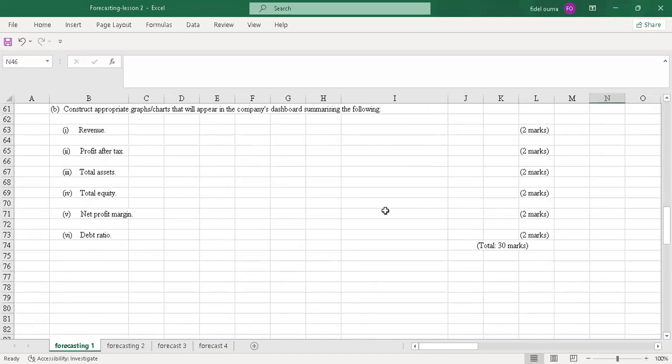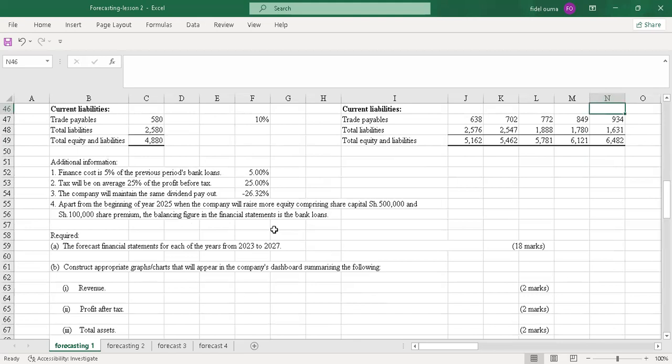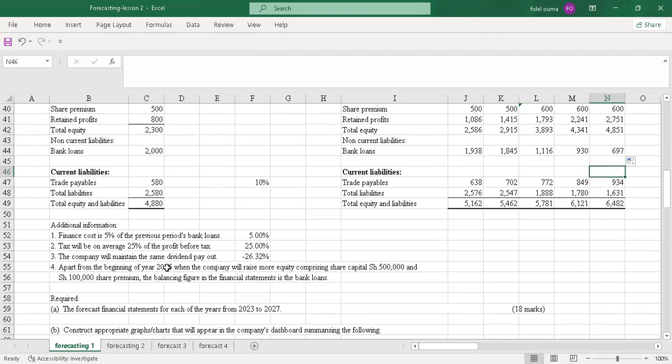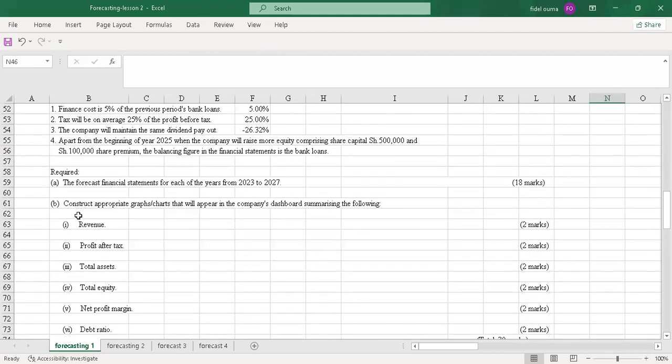So the only thing you are supposed to be keen on, you are supposed to know how to do forecasting. Then you know finance cost is charged on the previous period's balance, and the bank loan is the balancing figure on the statement of financial position. Then you know the tax rate, then you know that the company will maintain the same dividend payout. So you look at the payout ratio. You take the dividend, you divide by the profit after tax or profit for the year. Then you look at the adjustments, which we did on additional information number 4.